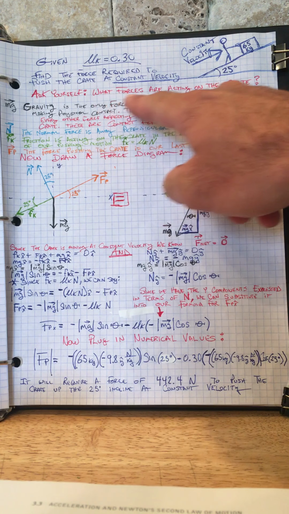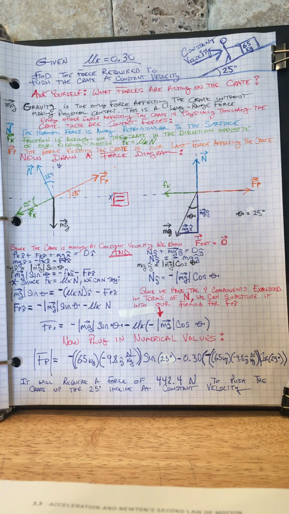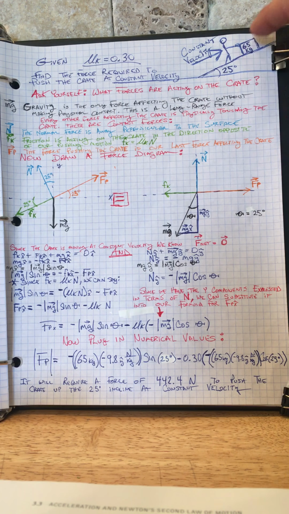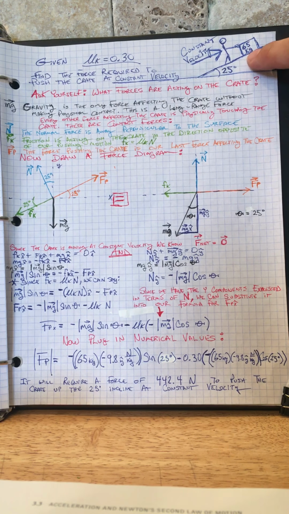We're going to ask ourselves what forces are acting on the crate. There's gravity, which is a long-range force, and the rest of the forces are actually touching this crate. Gravity doesn't have to touch it, but it's affecting it still. So the forces that are touching this crate are the surface pushing back up against the box.